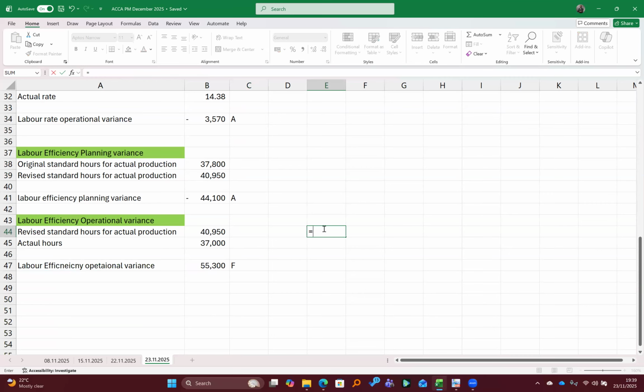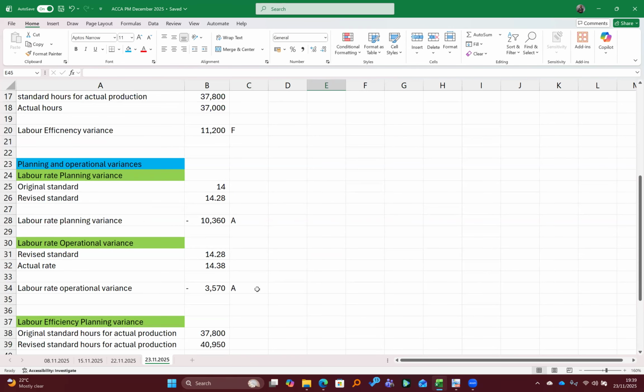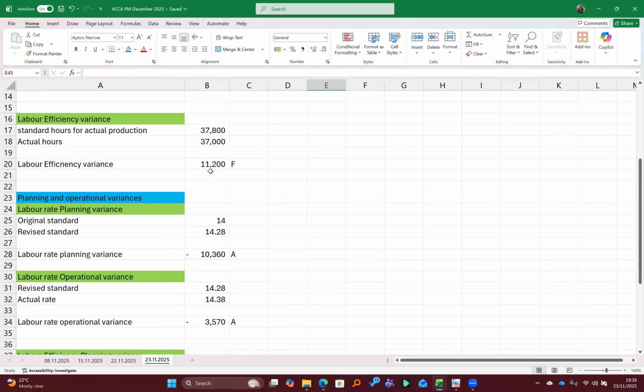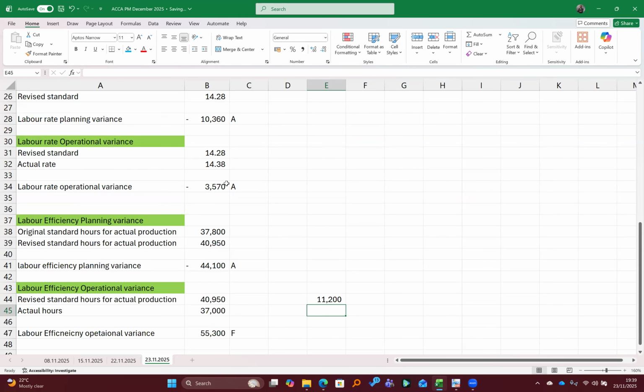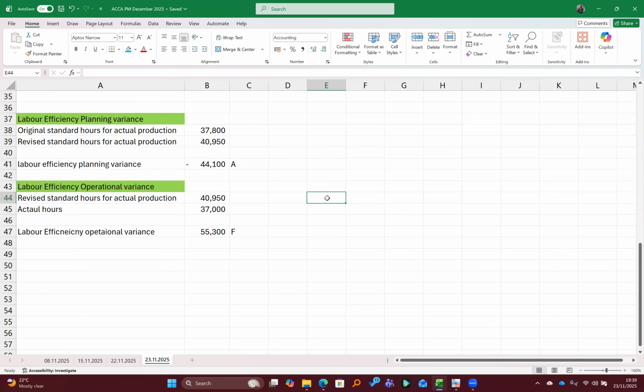And again, I said when you add this and this, you get back the 11,200 that we got for efficiency. So again, it's just a split. So those are the variances that they told us to split. Okay.